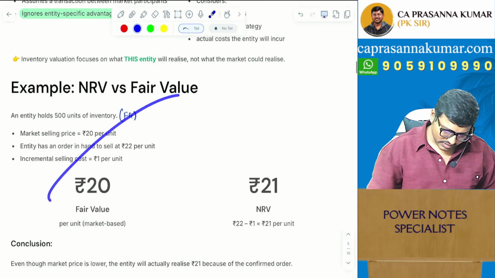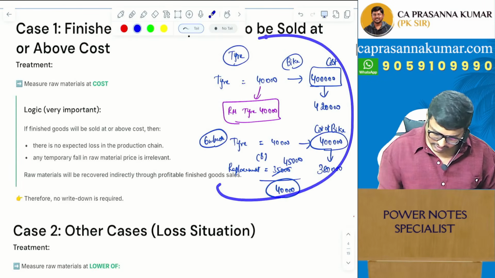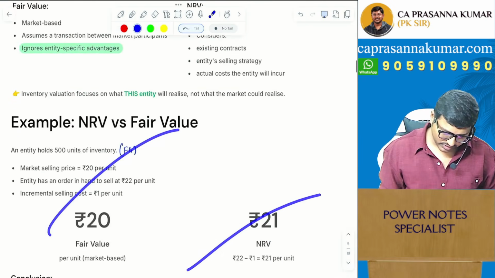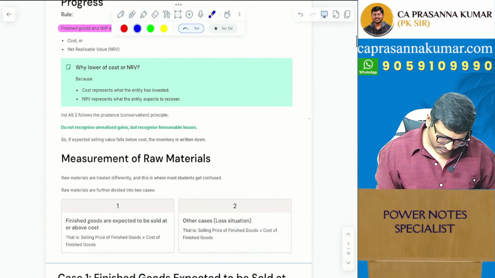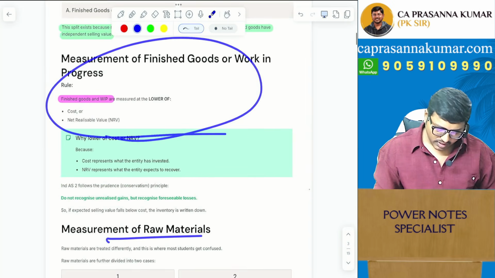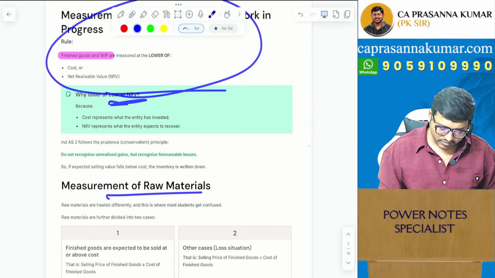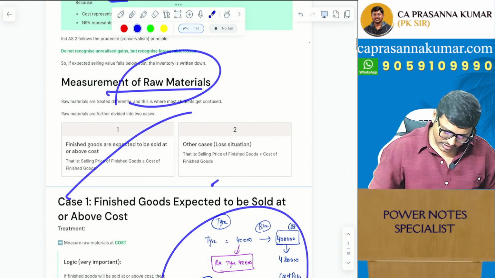Okay, now to understand this better, already we have gone through this particular example, tire example. I'll give you one more example because many people get confused between valuation of raw materials as well as finished goods. For finished goods, it is cost or NRV, whichever is less. For raw materials, things are totally different.